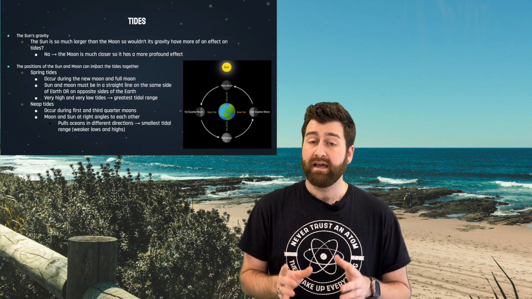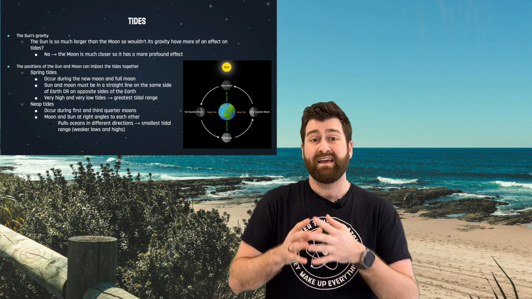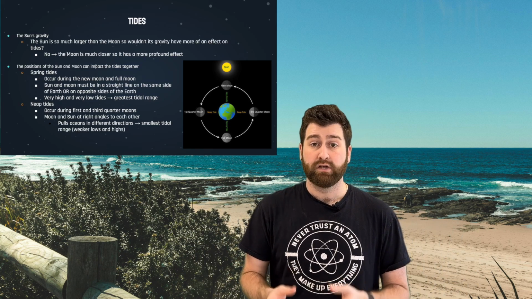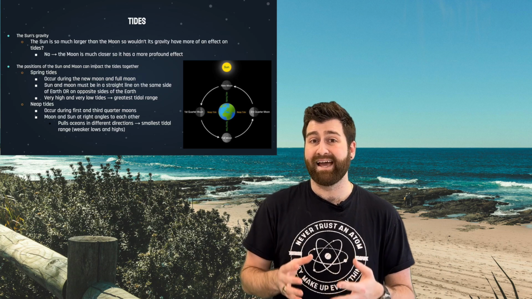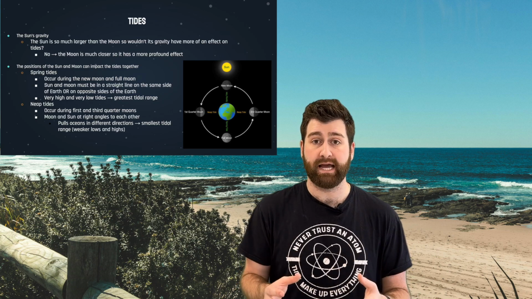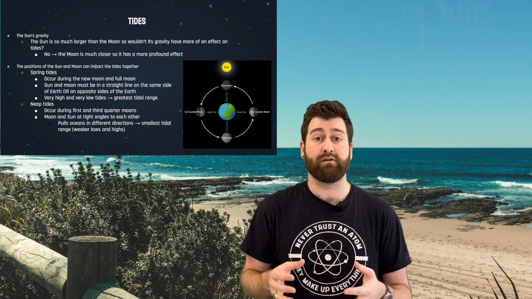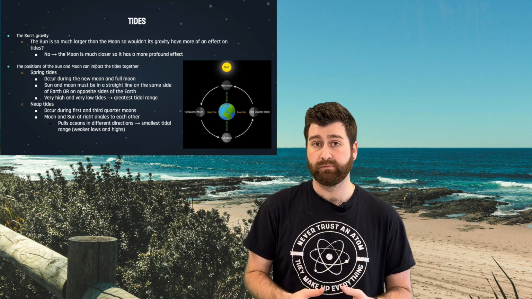That being said, the positions of the sun and the moon together can influence the tides, which results in spring tides or neap tides. During a new moon or a full moon, the sun and moon may align in a straight line, and when this occurs, it produces something known as spring tides. These result in very high tides and very low tides, creating the greatest tidal range between the two.